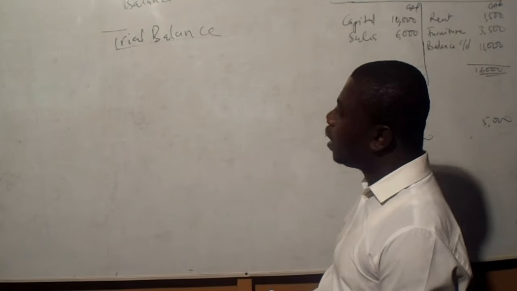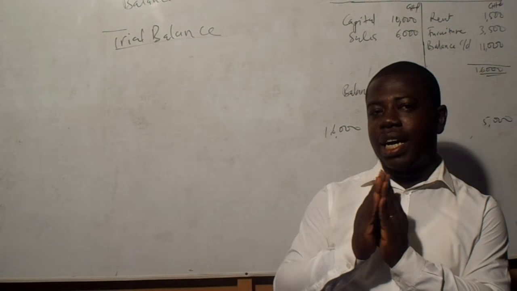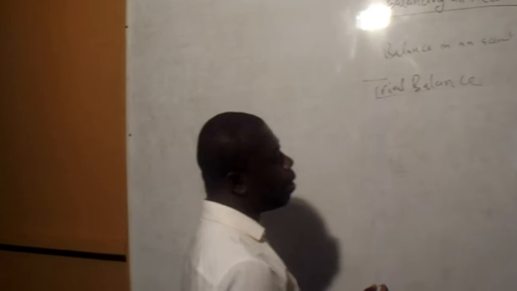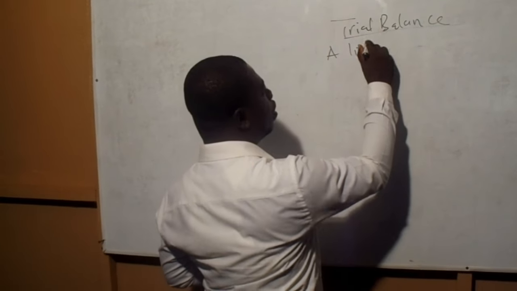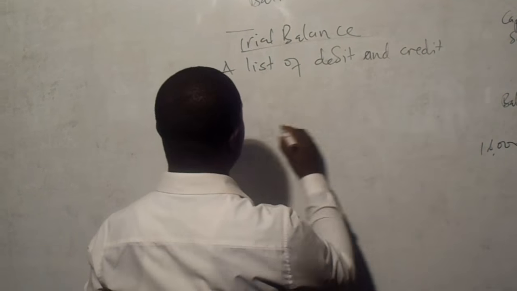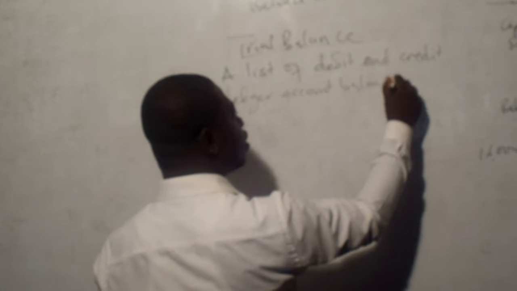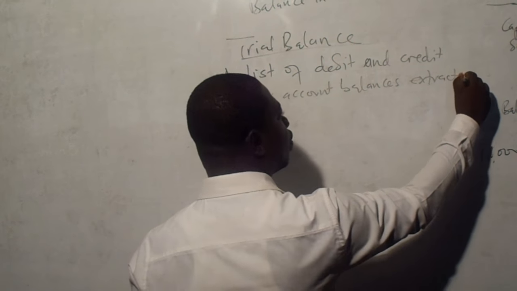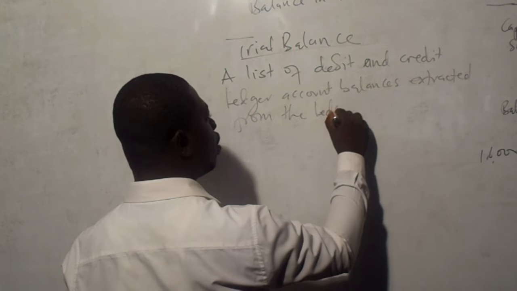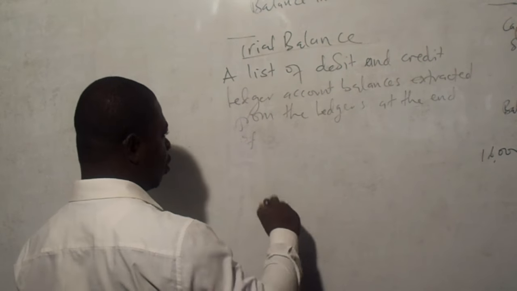So a trial balance is a list of debit and credit ledger account balances extracted from the books of accounts or from the ledgers at the end of the accounting period.